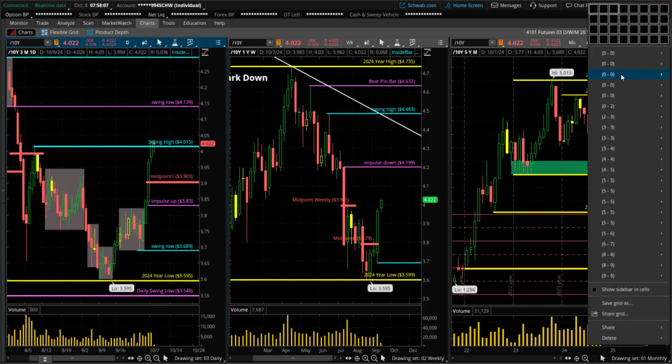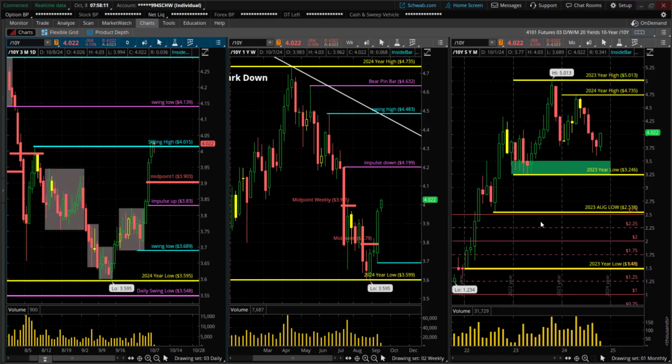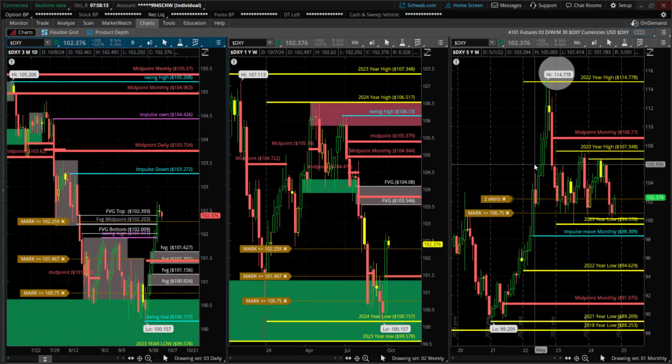On to the next financial instrument. The US dollar index. The US dollar index, it's more than just one pair of currencies. It's comprised of several currencies, the go-to ones worldwide. The top three in the index, again, is the euro, the yen, the pound.